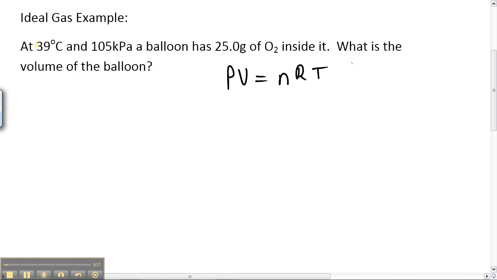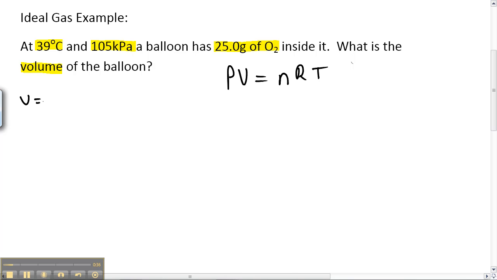Now let's go through our problem here and find the important information. We're given 39 degrees Celsius. That must be a temperature. 105 kPa is the pressure. 25 grams of O2. And they want to know what's the volume. So there are a couple tricks we've got to do here. So let's assign our variables here.